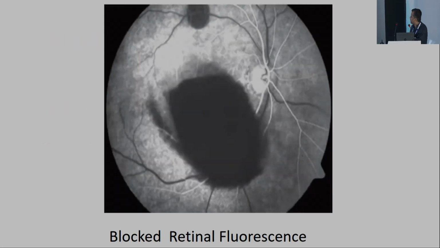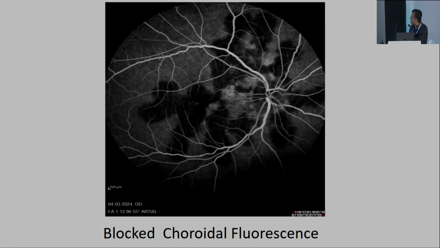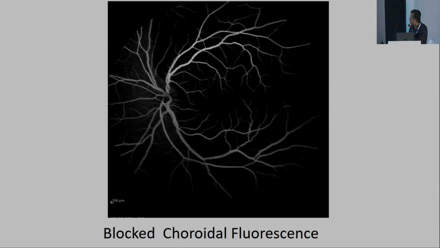So let us see some images of hypofluorescence, then we'll see how to interpret it. You can have a blocked retinal fluorescence. That means, see, these are the vessels, and you are not able to see them. So this is blocked retinal fluorescence because the retinal vessels are obscured. In contrast, here you can see the vessels nicely. So here you have a blocked choroidal fluorescence, because you are able to see the retinal vessels nicely. Again, this is hypofluorescence where you are able to see the retinal vessels very nicely. So it's a blocked choroidal fluorescence.